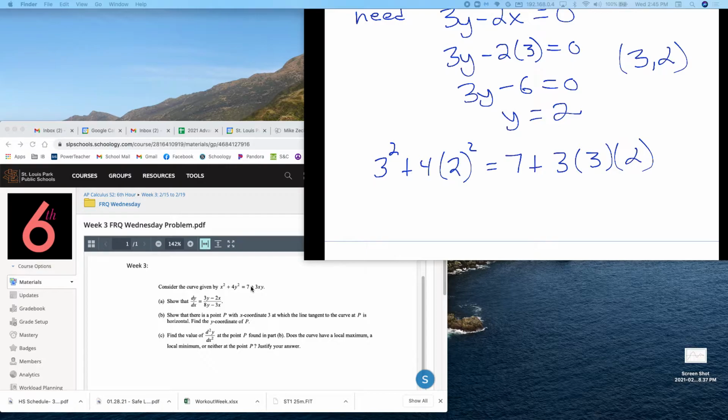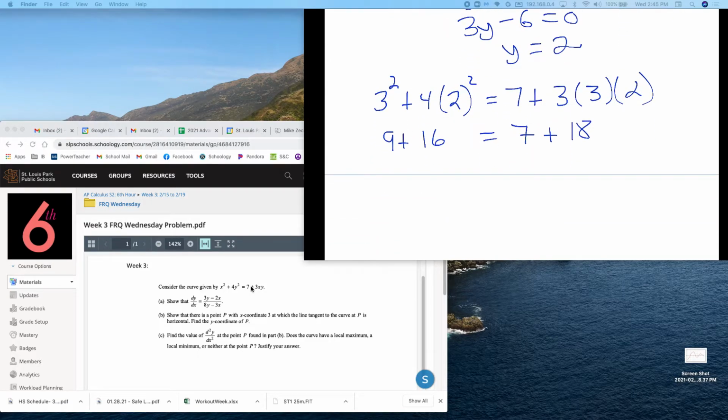So 3 squared is 9 plus 16 is equal to 7 plus 18. So 25 is equal to 25, and that is the third point.